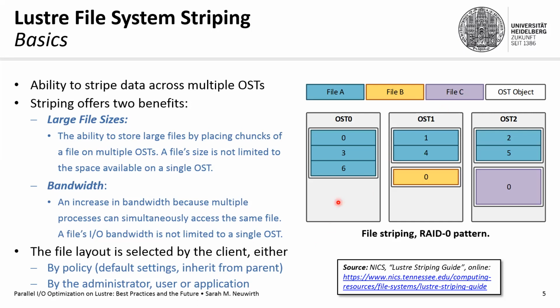If you talk about the file layout, aka the stripe pattern, the layout is typically selected by the Lustre client in either of two ways. The first one is by policy. By policy could mean that you go with the default settings that Lustre comes with, or by inheriting the striping patterns from the parent directory. In addition, it is also possible by user policies, for example, the administrator or the user application can set the striping pattern for a given file or a directory as well.